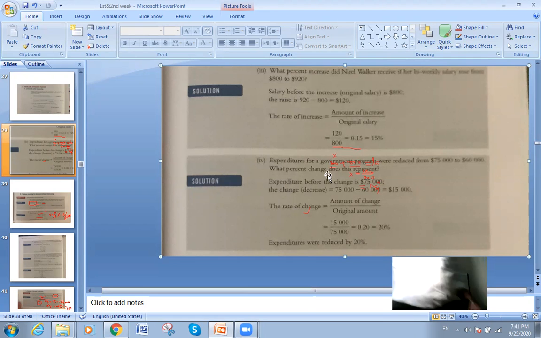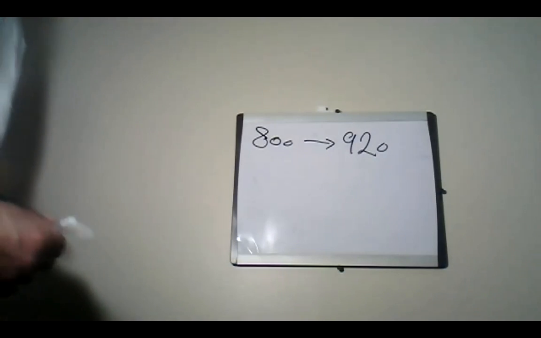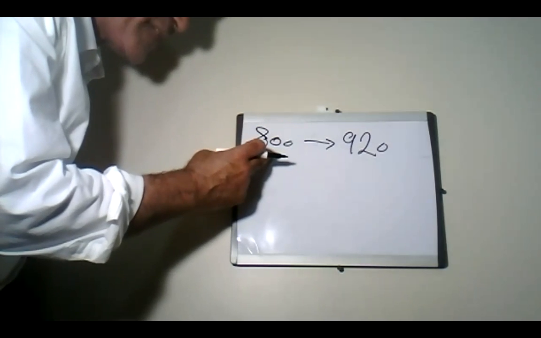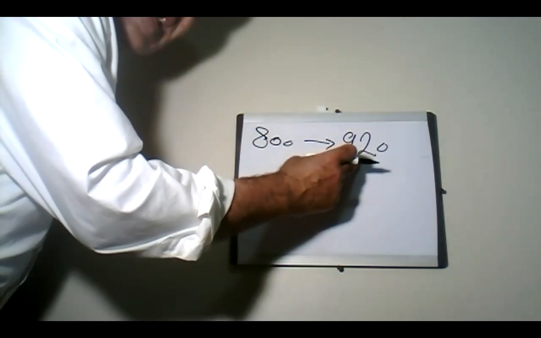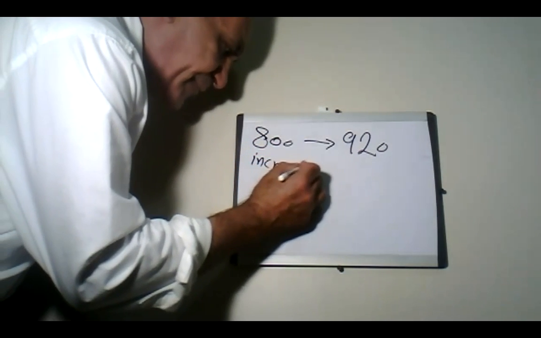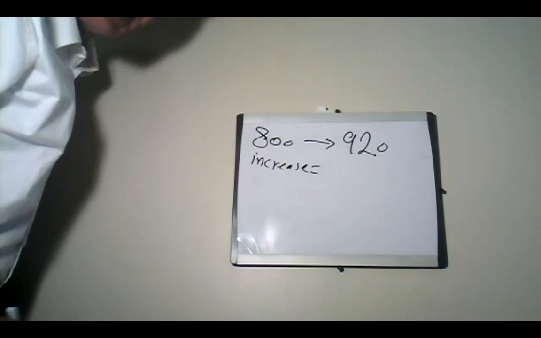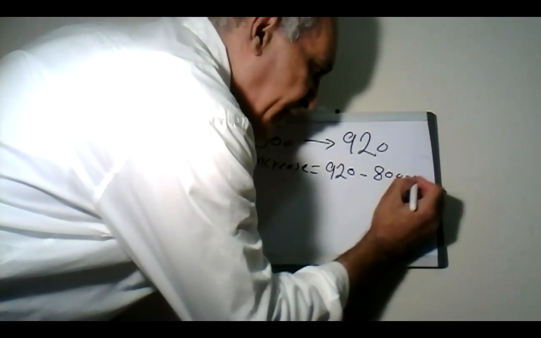Okay, let me go to the solution. I will stop the share for the moment, so you can see the board behind me. What is the percentage of increase? The old was 800, the origin. Now I'm taking $920. How much is the increase? I will count the increase or the decrease. Increase equals the new minus the old. So 920 minus 800 gives me $120.